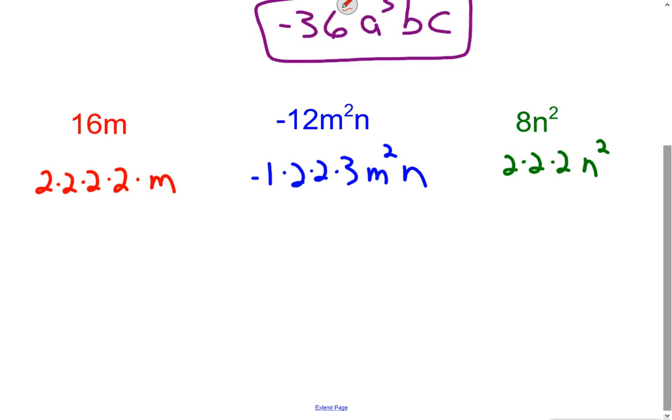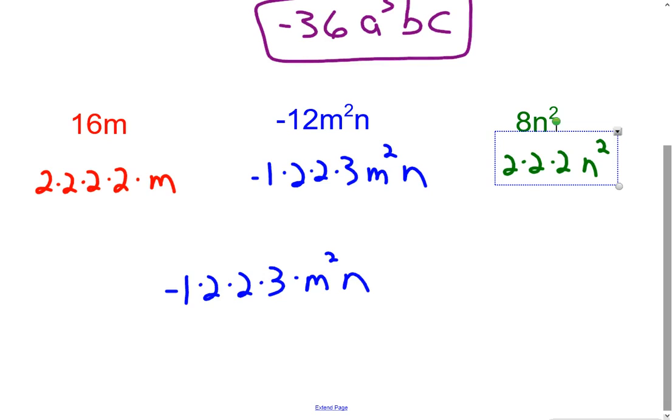Now, my least common multiple has to have all the factors of any one of these. So it doesn't matter which one you start with. This time, let's start with the blue one. So I know my least common multiple has to have a 1 in it. It has to have a 2, another 2, a 3, m squared, and n. Now, what's missing that the green one has, the 8n squared? Well, I noticed that there's 2 2's already in my least common multiple, but the green has 3 of them, so I'm going to need one more. And then I also noticed that I have n squared over here, but I only have n to the first here, so I know I'm missing another n.